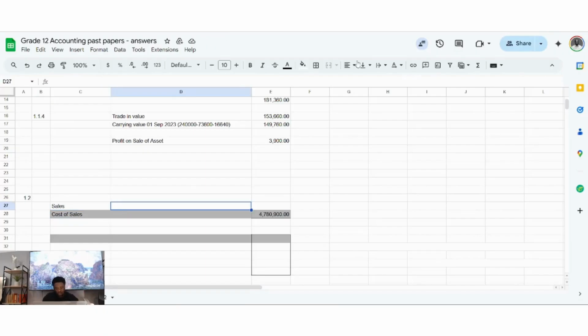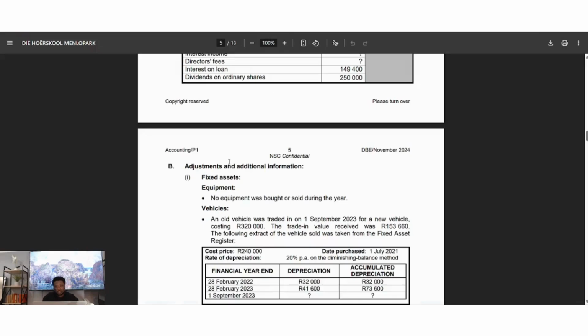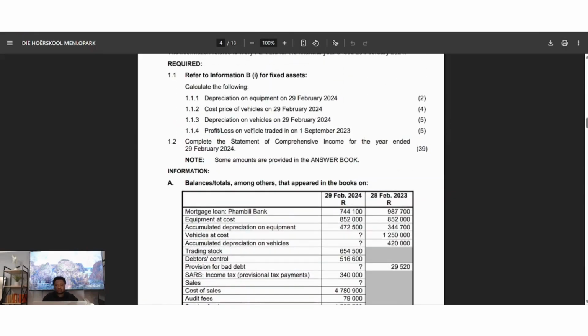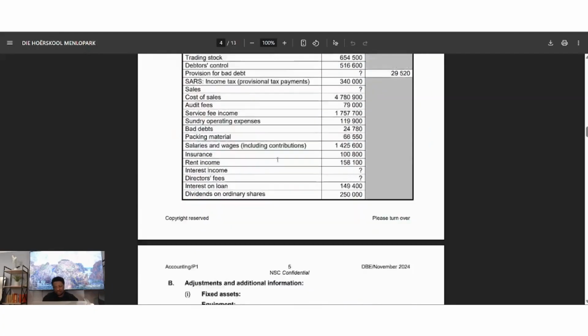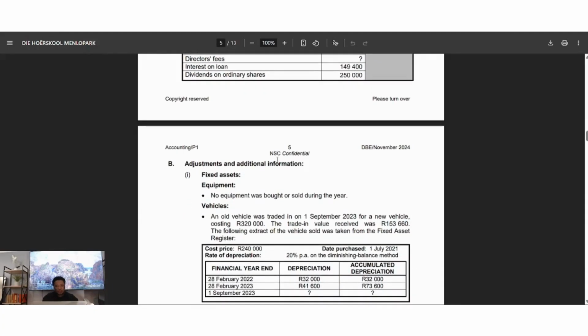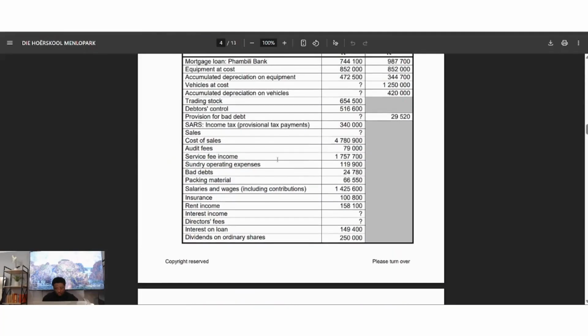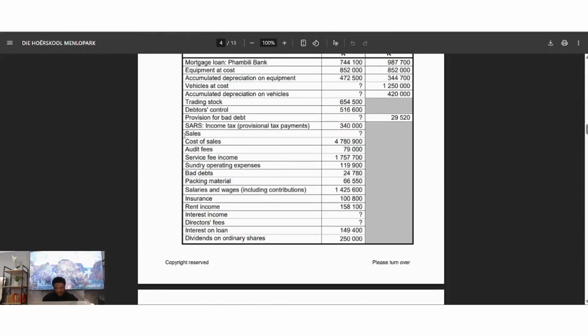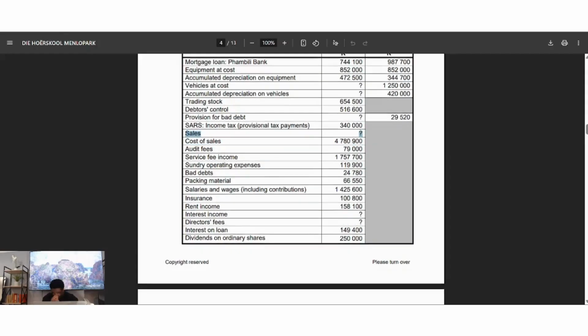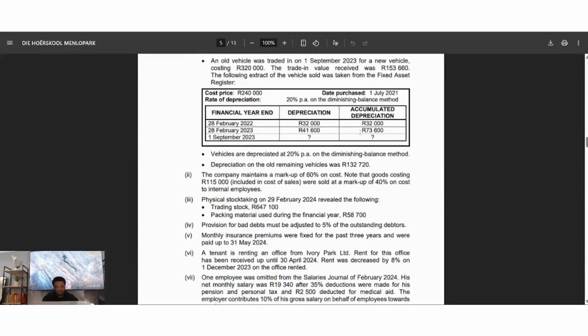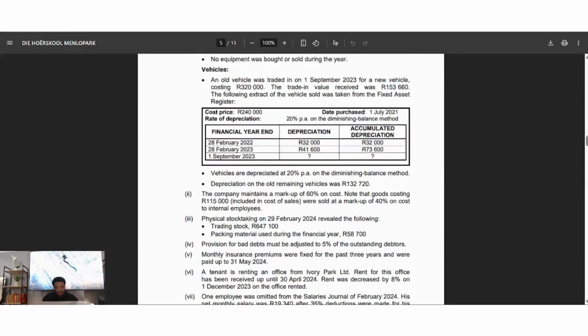Again, let me just make sure I come back to check that question and read it. So yes, it says that you need to complete the statement of comprehensive income for the year ended 29 February 2014. Some amounts are provided in the answer book. So as you can see, for sales, we're not given the sales, but let's look at the information that we've been given as it relates to how we can calculate the sales.